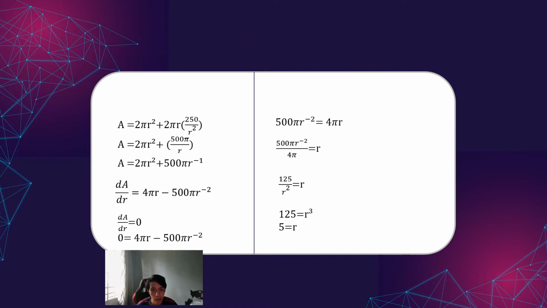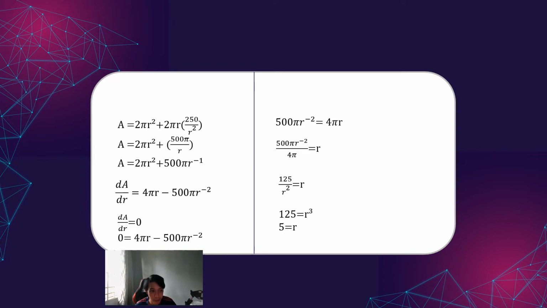We write it down as dA over dr. Because we are differentiating A with respect to r, we take the powers of both 2 pi r squared and 500 pi r to the power of -1 and minus each of them by 1 and multiply them to their corresponding number. With that, we get 4 pi r minus 500 pi r to the power of -2, because again we are reducing the value of power by 1.